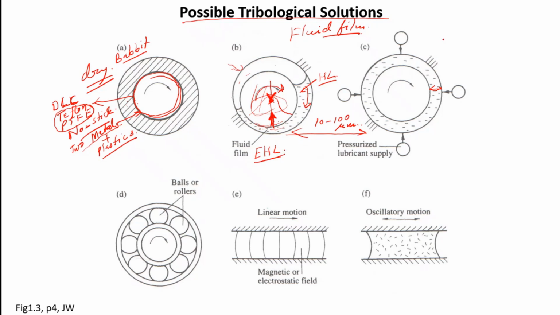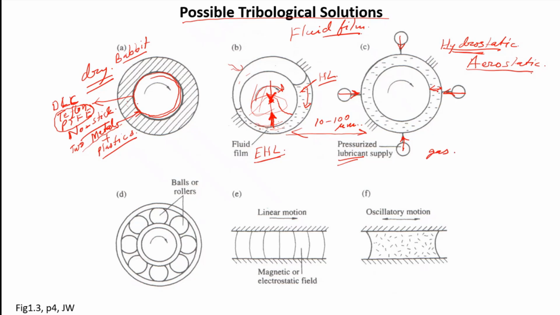The second part is hydrostatic. Hydrostatic by nature means something is static, and because of the presence of fluid, in the case of liquid it is called hydrostatic, but if it is gas or air, then it is called aerostatic. That means pressure is built up in a static condition. Here you see pressurized lubricant supply. Lubricant is being supplied from these 4 ends or maybe more. It doesn't always have to be liquid, it can be gas as well.